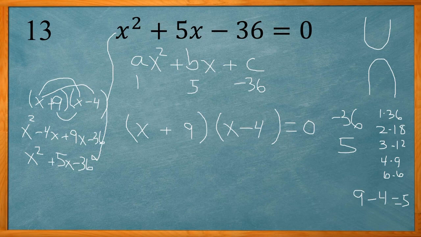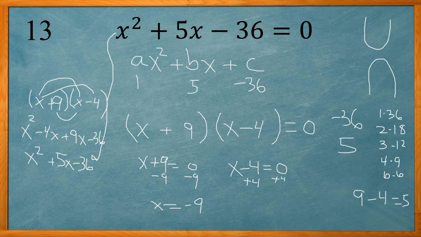Okay, so now I take each of these factors, x plus 9 and x minus 4, and set them equal to 0. So these are our one-step problems that we've done before. Let's subtract 9 from both sides. So x equals negative 9. Here I need to add 4 to both sides. And x equals 4 there. So here we have two answers, negative 9 and positive 4.